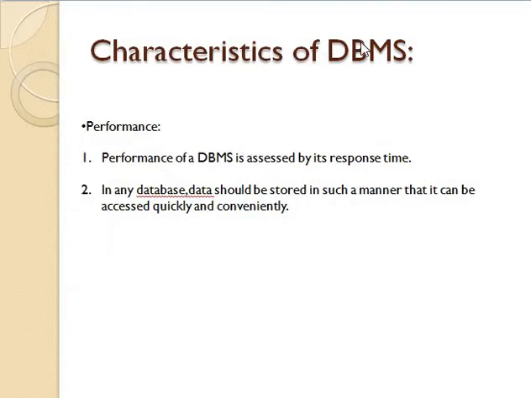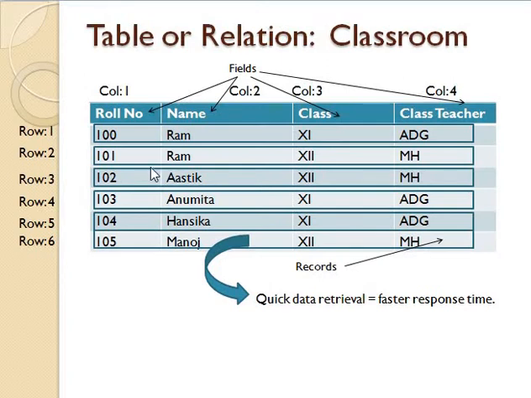The next characteristic of DBMS is performance. The performance of a DBMS is assessed by its response time. In any database, the data stored should be in such a manner that it can be accessed quickly and conveniently. So speedy access and retrieval of data from a database indicates a faster response time.